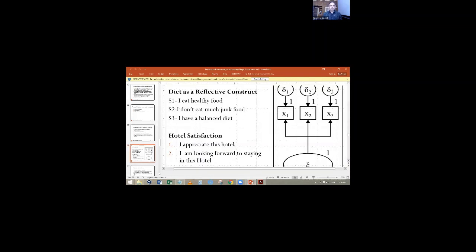This is diet as a reflective construct. Now I have so many people. Let's take Sandeep, our sample. So I asked Sandeep, what's your take on this? I eat healthy food, strongly agree to strongly disagree. And Sandeep says strongly disagree.